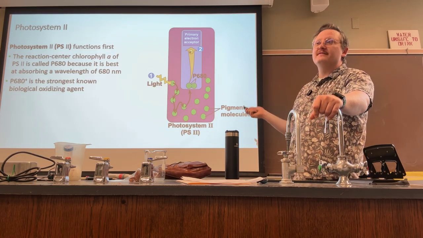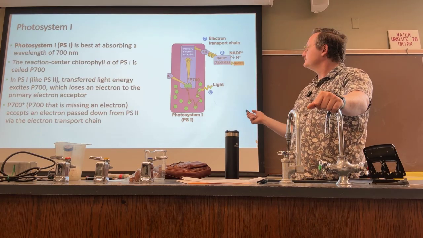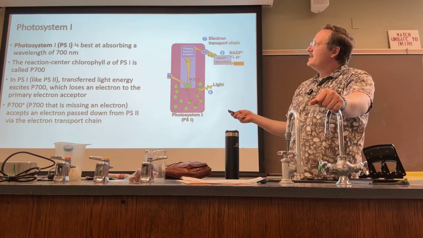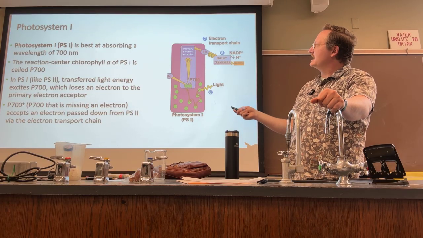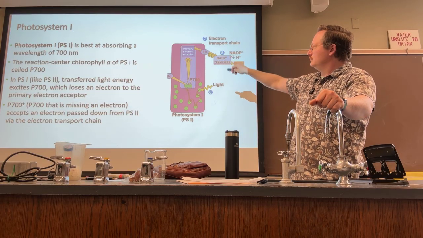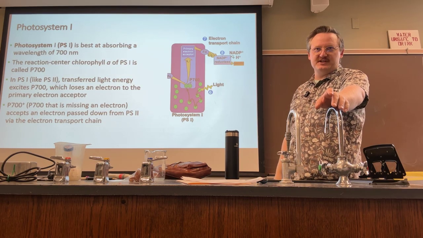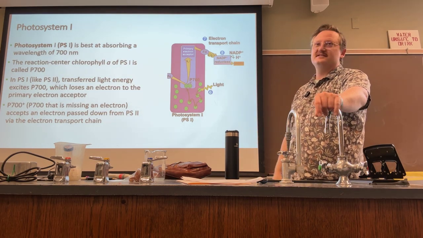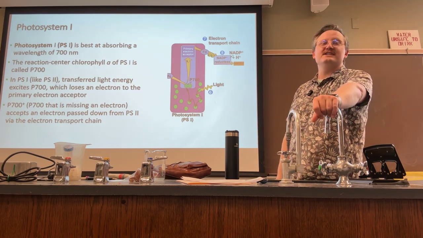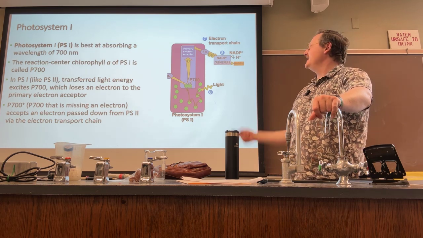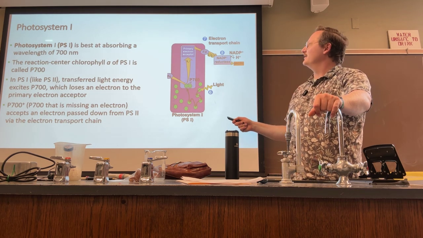So now what do we have? We have a high energy electron. Okay? Then that high energy electron goes down an electron transport chain, pumping protons. And now it's a low energy electron again. And it gets passed on to photosystem 1.